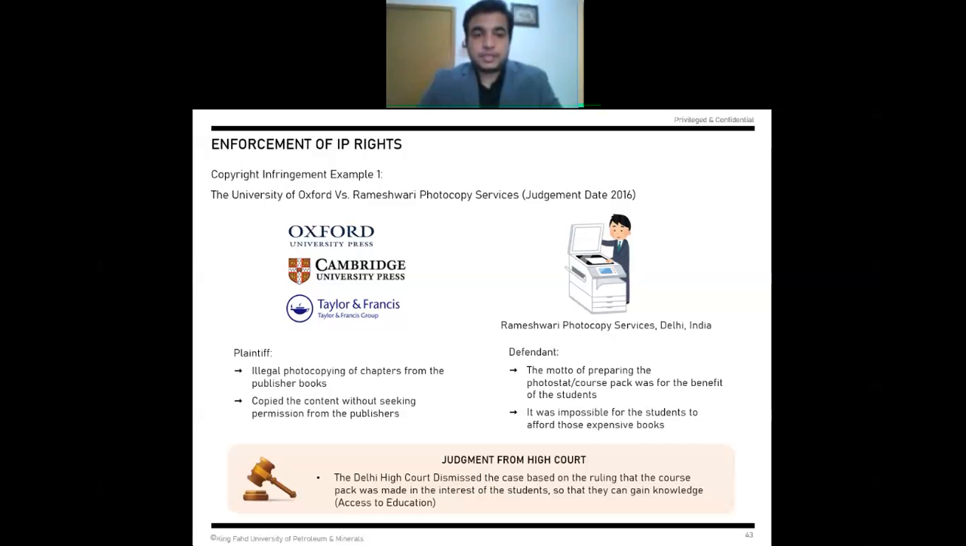Different people in the IP field have different opinions about this case. Some believe that it is unfair for the three publishing companies, that their books were being illegally copied and they were not getting paid for it. Some people argue that it is fair. The judgment was fair and students should get access to education. Anyway, there are different opinions available, but the High Court decision was in favor of Rameshwari Photocopy Services.